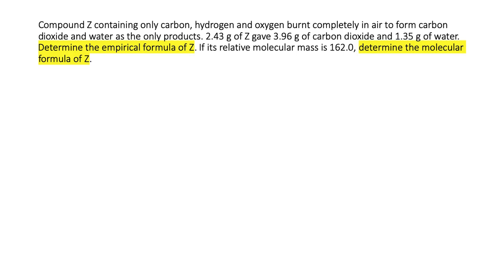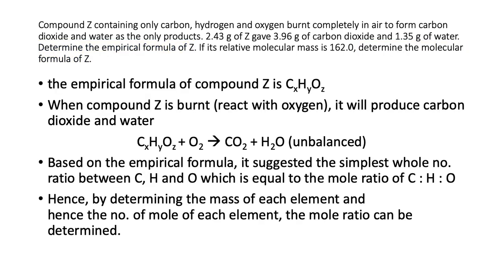In this question, based on the information, you can generate all of this in your mind. First of all, the empirical formula of compound Z has carbon, hydrogen, and oxygen, but you don't know the ratio, and that's what you need to find. When compound Z is burnt, it reacts with oxygen and produces carbon dioxide and water. You can generate this kind of chemical equation, though it's not balanced.